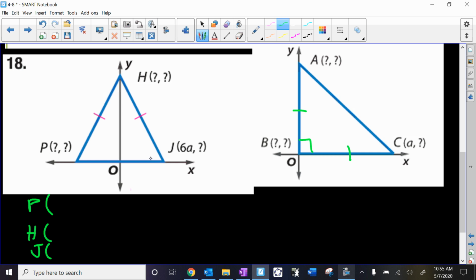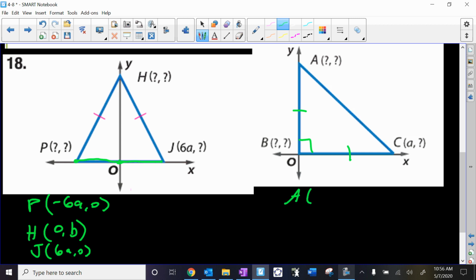So let's start with J. Looks like J, we went over 6A, comma 0. Since it's isosceles, and I went over 6A from the origin, that means I need to go another 6A this direction, but I went left, so that makes it negative 6A, 0. And then the same thing for H is what we did up above. We didn't go over any, so the x-coordinate is 0, but the height isn't associated with the base at all. We can call it anything we want. I'm just going to call it B again.